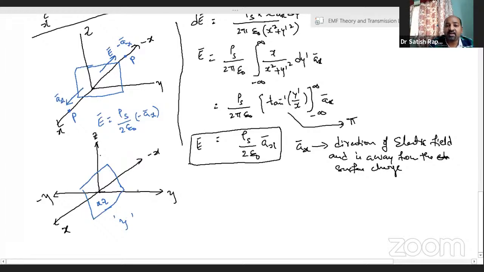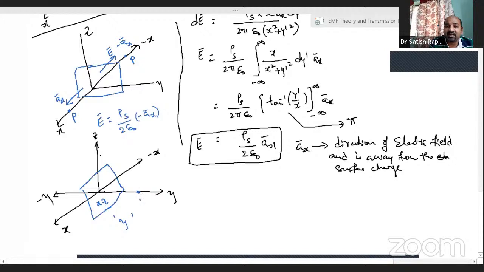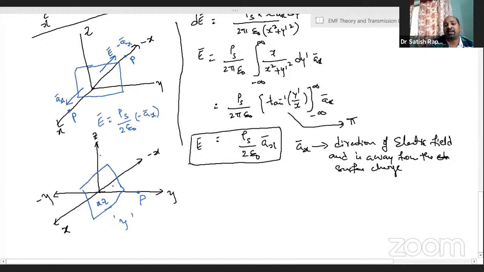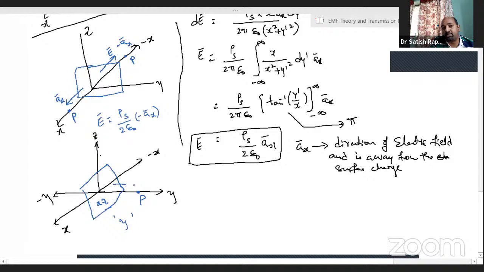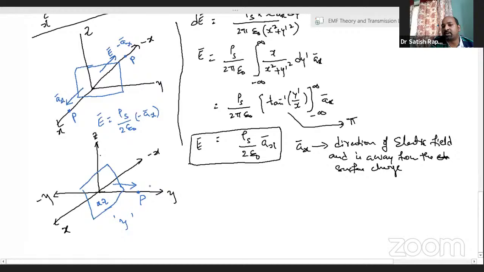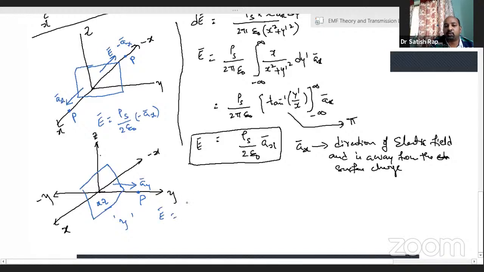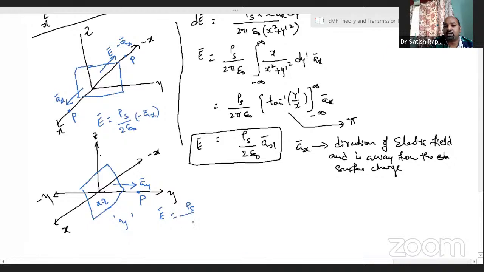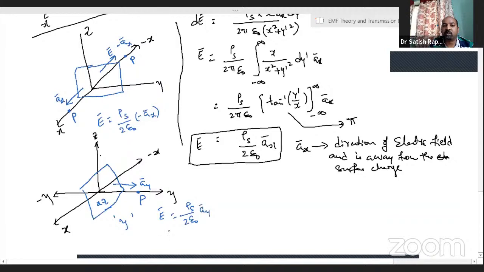So therefore, if electric field is considered at a point here, then the electric field directs towards the point, right? In this direction, in the sense positive y-axis. So therefore, electric field is equal to rho s by 2 epsilon naught ay bar.